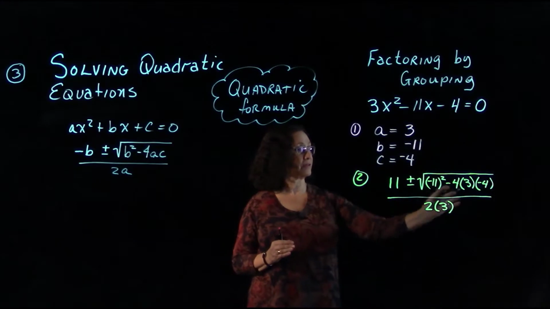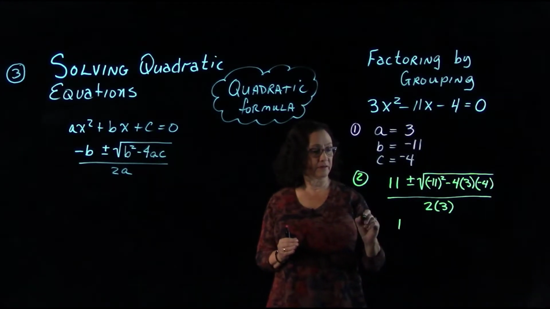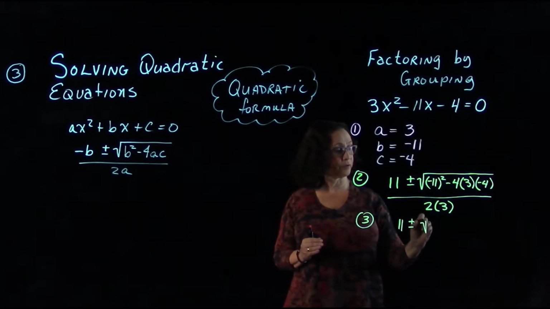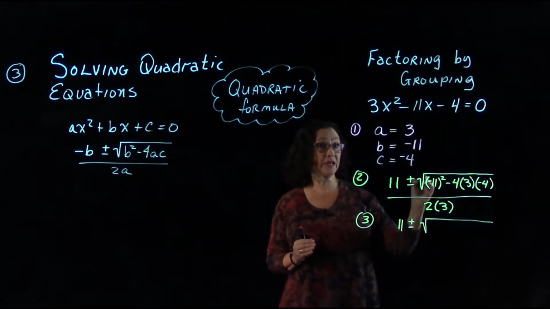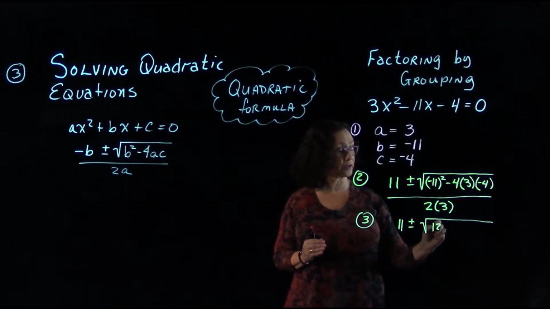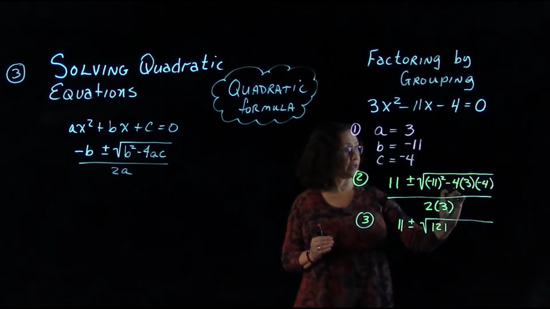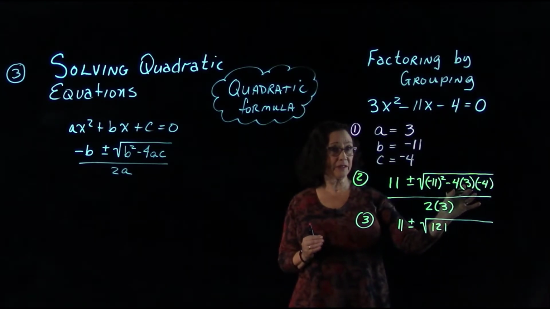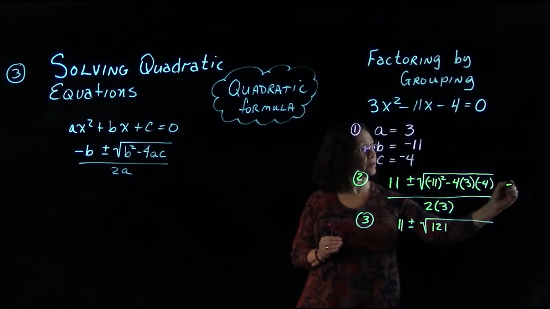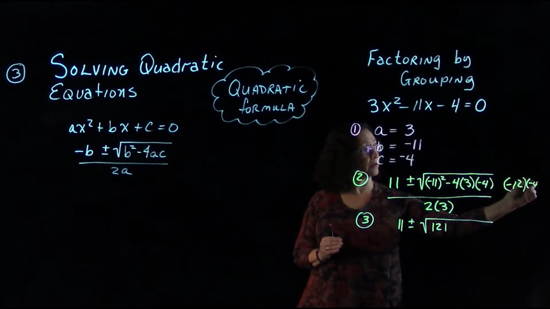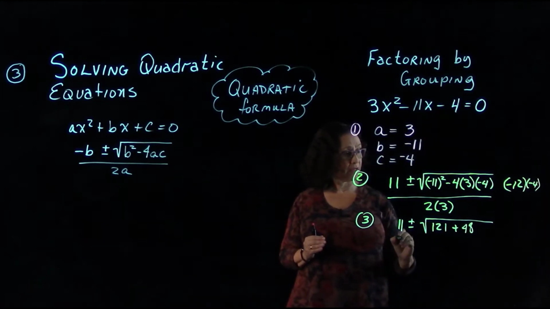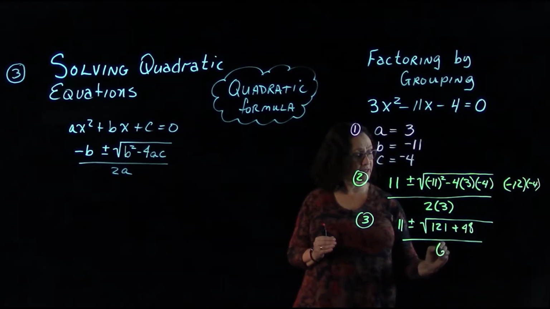Now let's simplify this. We have 11 plus or minus the square root. Negative 11 times negative 11 is 121. And we have a negative 4 times a positive 3, which is a negative 12. And we're going to multiply that by a negative 4. So we get a positive 48. And that whole thing is over 6.